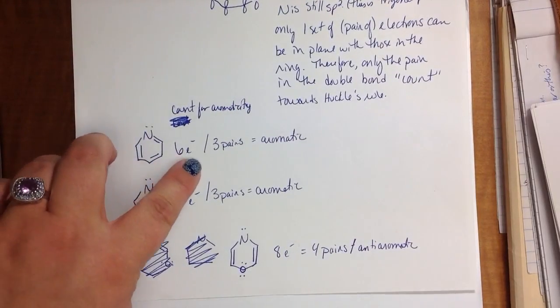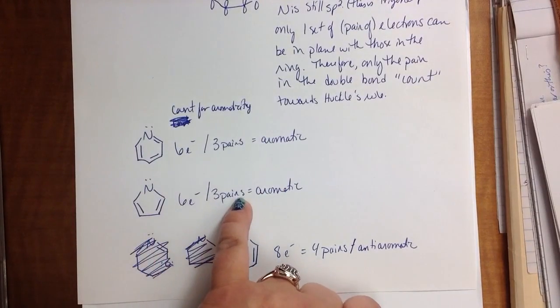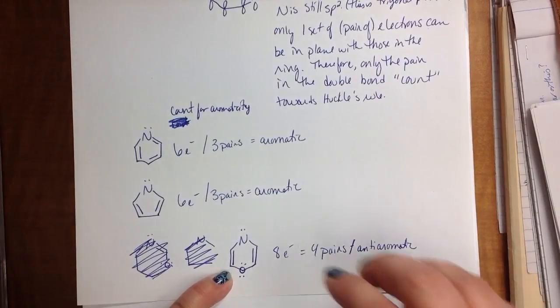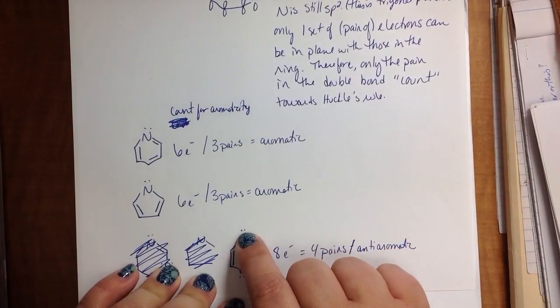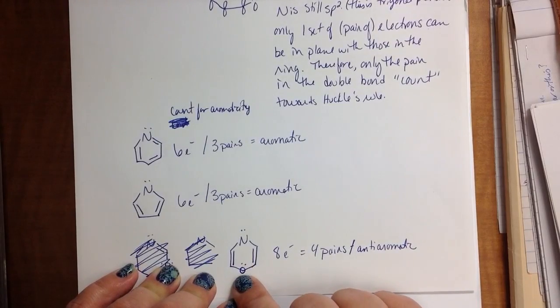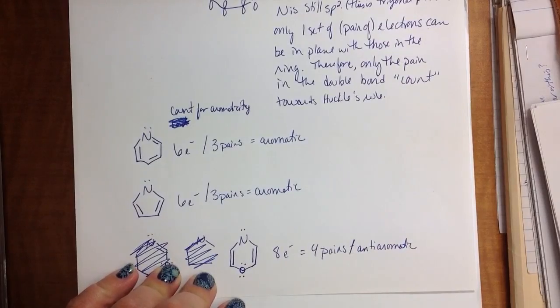So let's look at how we can count some things. This would be 6 electrons, so 3 electron pairs, so that's aromatic. These are both 3 electron pairs, so they're aromatic. Now in this case, we're going to count 1 for this nitrogen, 2, 3, and you would count 1 for that oxygen. And so that would be anti-aromatic, okay?